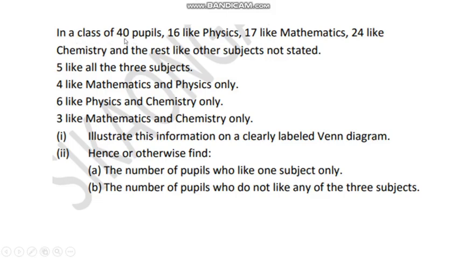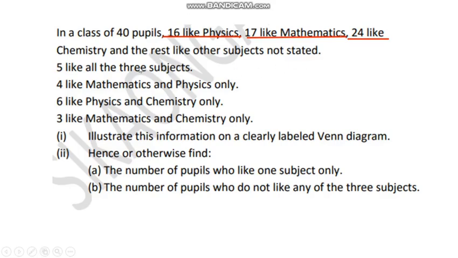They have told us that the total number of pupils in the class is 40, and we have 3 subjects: physics, mathematics, and chemistry. Then there are other subjects not stated, which were also liked by other pupils. For physics, 16 pupils liked physics. For mathematics, 17 pupils liked mathematics. For chemistry, 24 pupils liked chemistry.